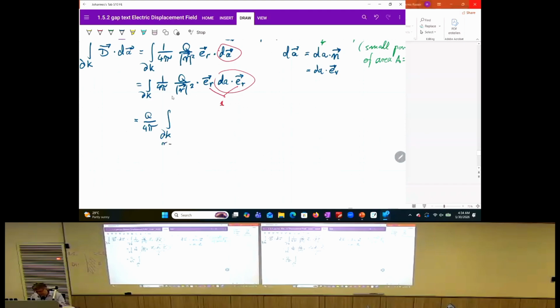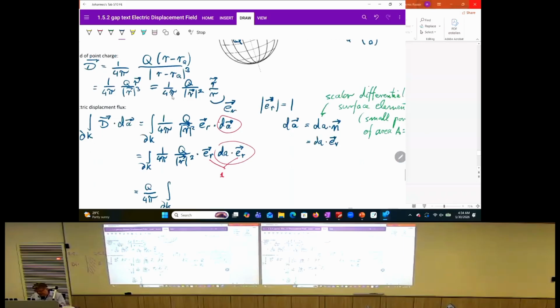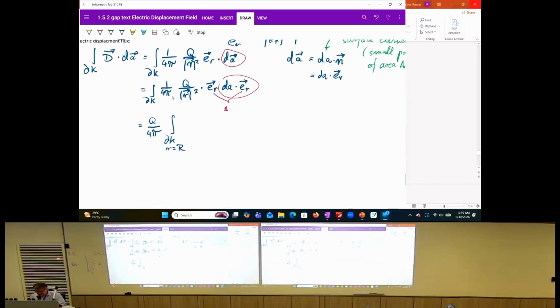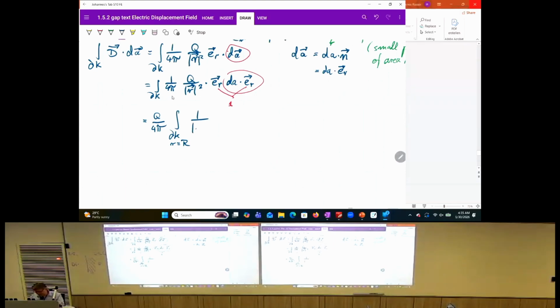We are looking at r equal to capital R, right? This is where the control volume has its border, because we have a sphere which has a radius capital R. So we want to evaluate our displacement field at the radius capital R. We have pulled out 1 over 4 pi Q. So what is remaining here is this term and this one here.